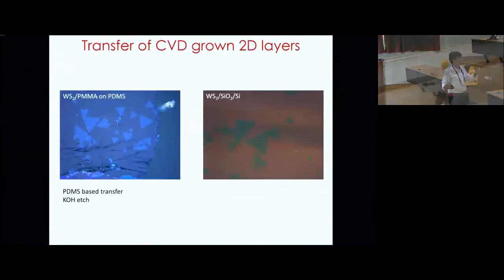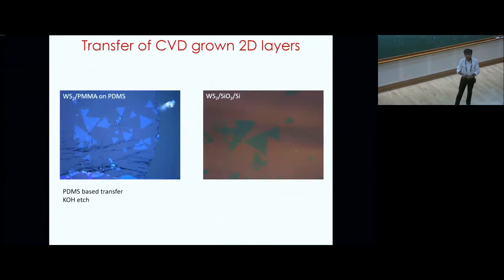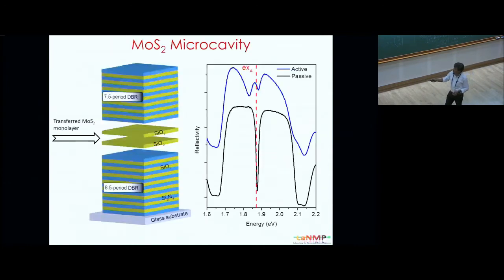I'm not going to go into the techniques, but there's a way to transfer these materials from the as-grown sample onto the cavities. If anybody is interested, I can discuss that offline. Needless to say, you can take a conventional DBR cavity and transfer this monolayer of material in there, and then grow your top mirror on top of that.